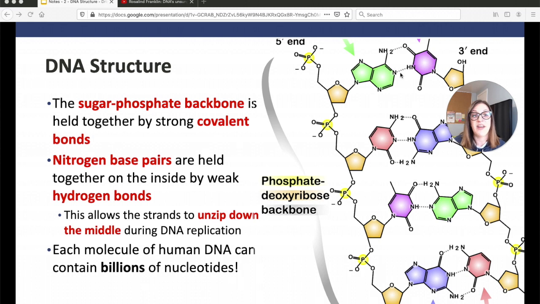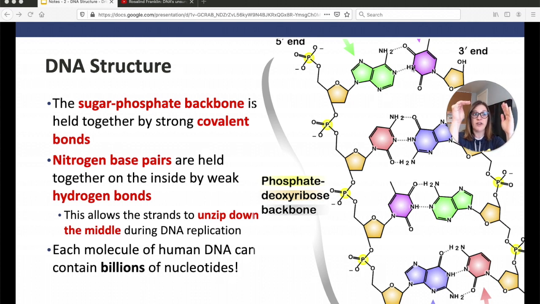In the middle, you have nitrogen base pairs. And in between these nitrogen base pairs of each of the strands, there are very weak hydrogen bonds. So say, for example, this is a guanine and this might be a cytosine. These weak hydrogen bonds hold them together. What's cool about this and what's significant and important about it is that these weak hydrogen bonds can be broken, which means you can essentially rip this molecule apart in half.